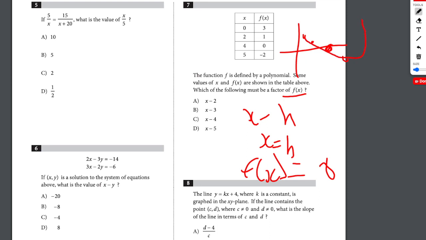But we can't say anything about what happens beyond these points. But we do know that at 4, the y value becomes 0. So a factor has to be x minus 4. When you divide it, you get no remainder. So anyway, it's x minus 4. Number 7 is C. Okay.